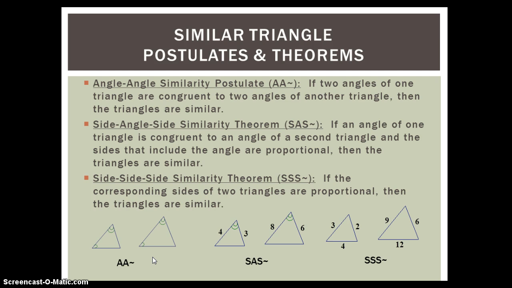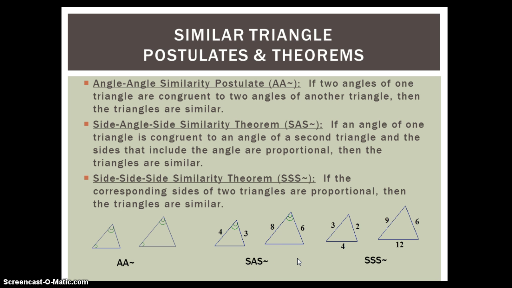The second one is the side-angle-side similarity theorem, or SAS similarity. It says if an angle of a triangle is congruent to an angle of a second triangle, so down here the two angles are congruent, and the sides that include the angle are proportional, then the triangles are similar. So if we look at these, we have 4 to 8 and 3 to 6. Well, these are proportional because they have a scale factor of 2. So we know that these two triangles are similar by SAS similarity.